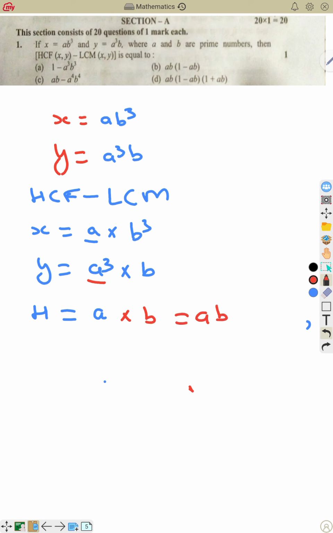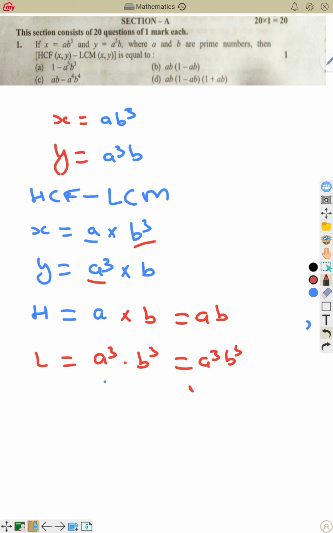So we have to take the lowest power of the common factor in the given expression for HCF, right? For LCM, what will we do? We will take the highest power. In a, we see that a cube is the highest, so we take a cube, and here b cube is the highest, so we take b cube. So this is your LCM, a cube b cube.